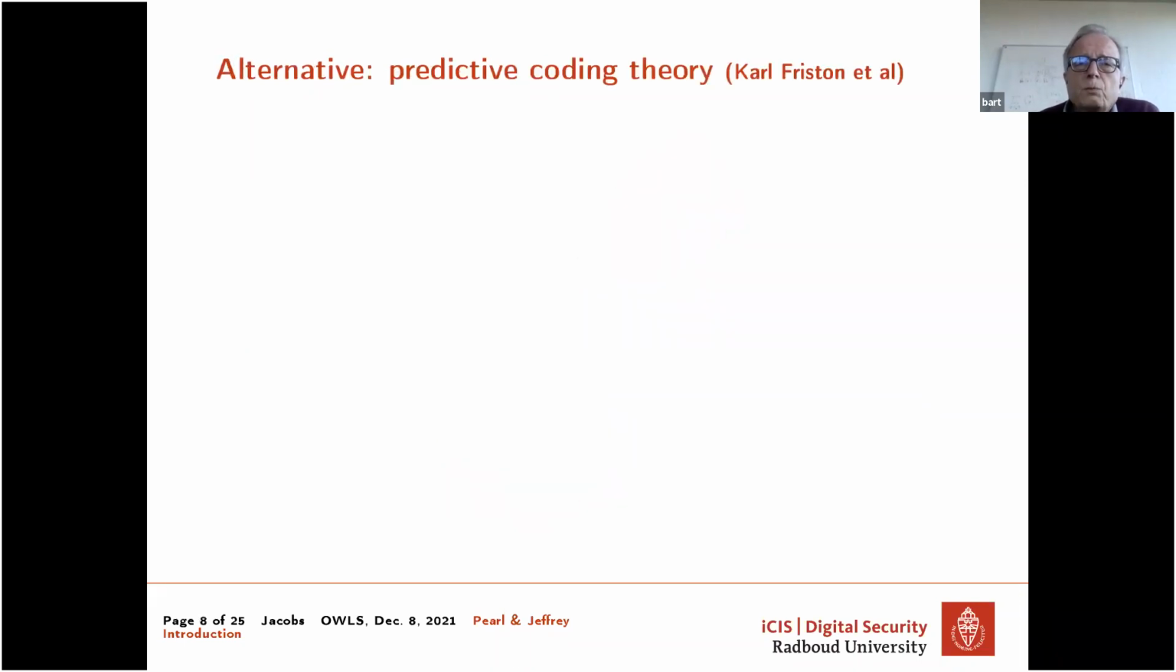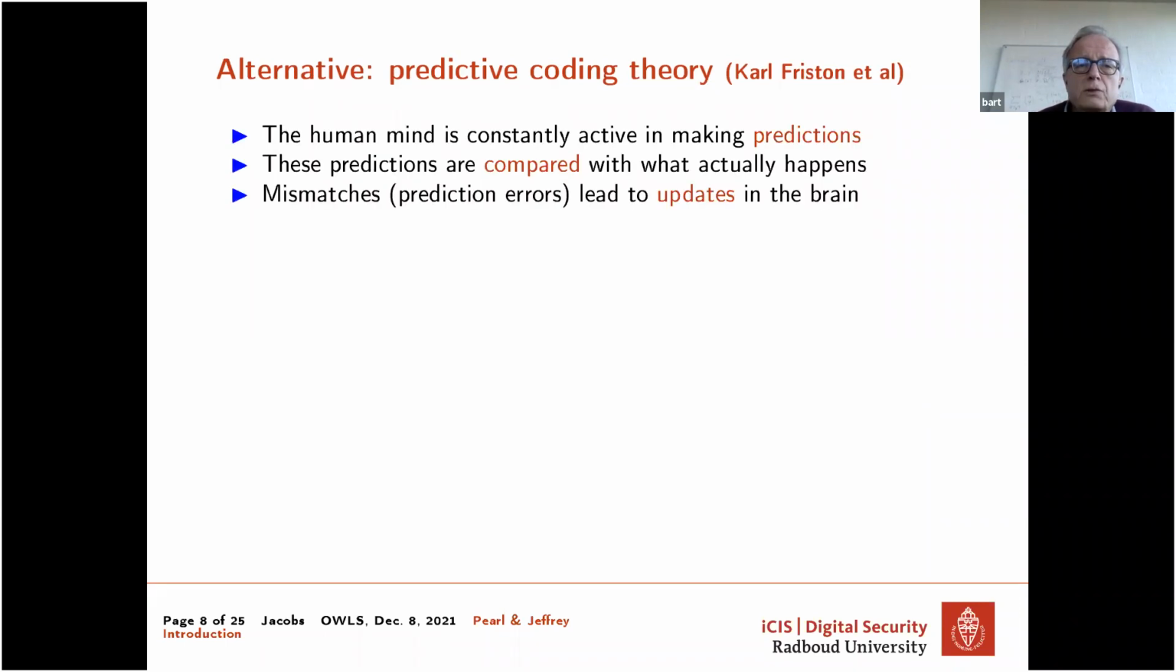This picture doesn't really work, and there is in cognitive science an interesting new theory that has come up over the last, I don't know, 10, maybe 20 years. And Carl Friston at UCL is one of the proponents of this theory. I'll describe it very, very briefly. There's a huge literature on this.